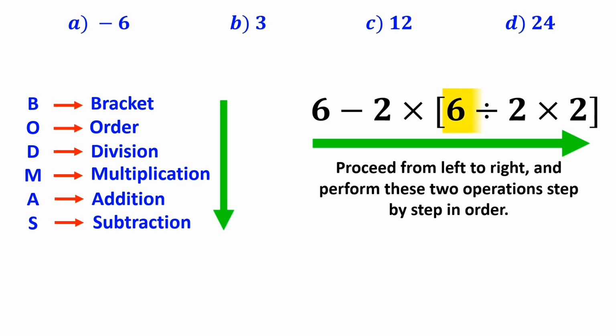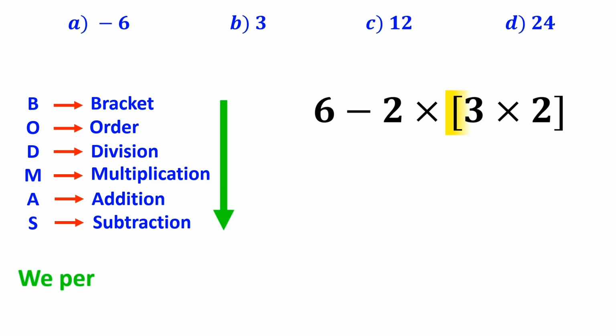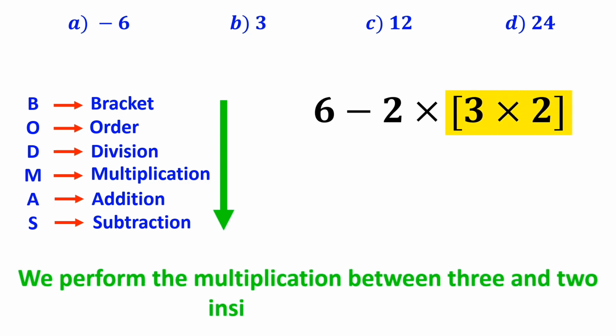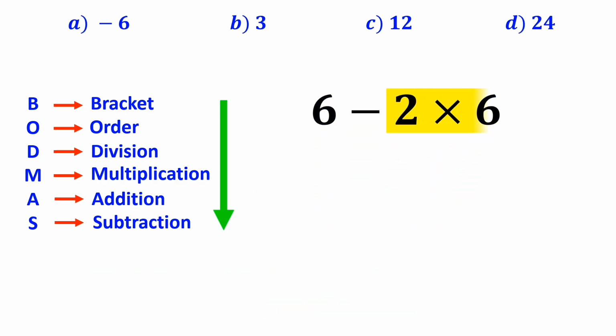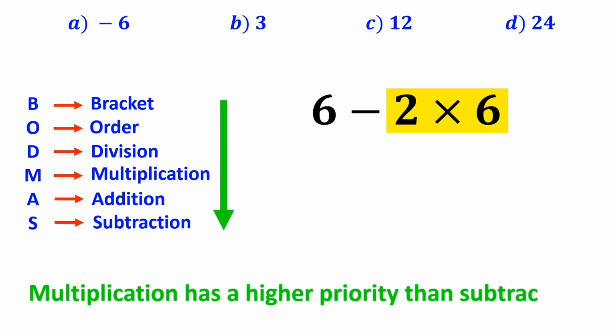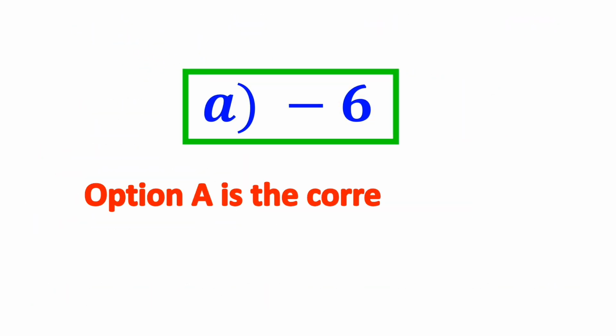Okay, first we start with the expression 6 divided by 2 and rewrite this expression as 6 minus 2 multiplied by (3 times 2) inside the brackets. In the next step, we perform the multiplication between 3 and 2 inside the brackets. And this expression simplifies to 6 minus 2 times 6. Then, we move on to the multiplication between 2 and 6, because multiplication has a higher priority than subtraction. So, we write this expression as 6 minus 12. And finally, we get the answer negative 6. Therefore, option A is the correct answer to this question.